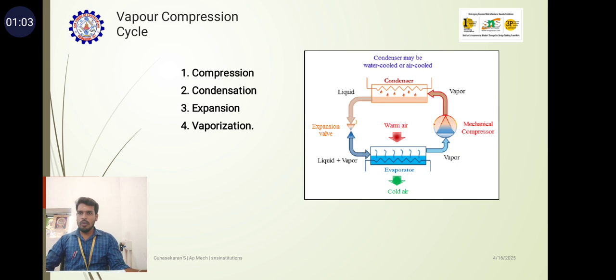Here we are seeing about four important components: compression, condensation, expansion and evaporation. First, compression is the first stage of the vapor compression cycle, where low pressure, low temperature refrigerant vapor enters the compressor. The compressor increases the pressure and temperature of the refrigerant, converting it to a high pressure, high temperature gas. This process is essential because it raises the boiling point of the refrigerant, allowing it to release heat in the condenser.